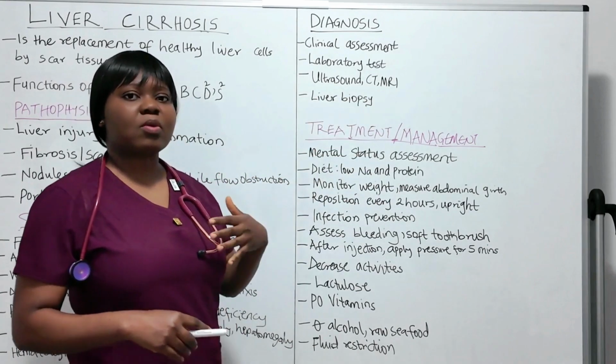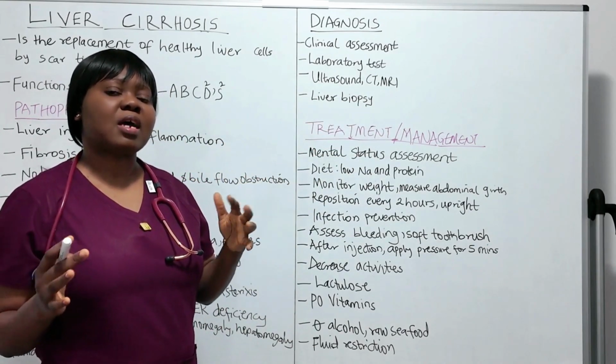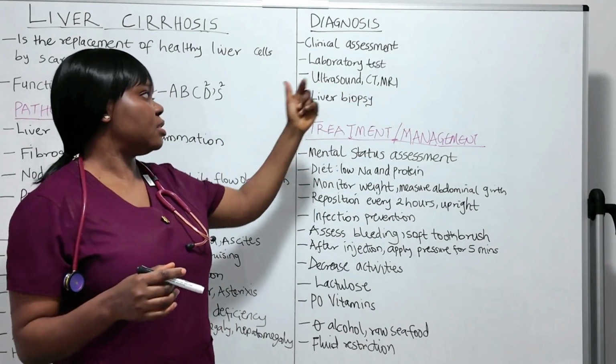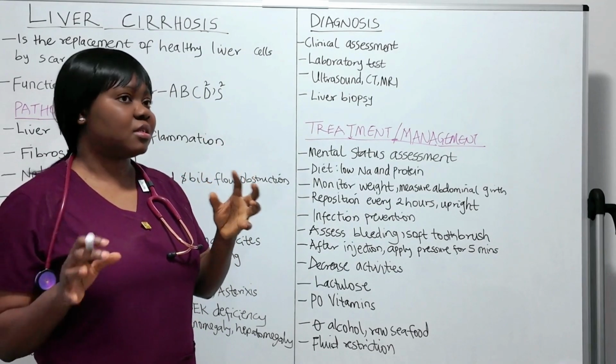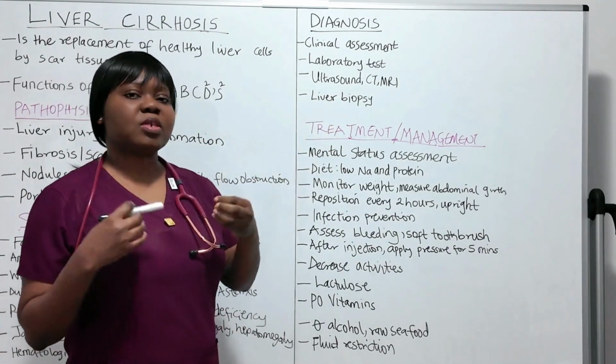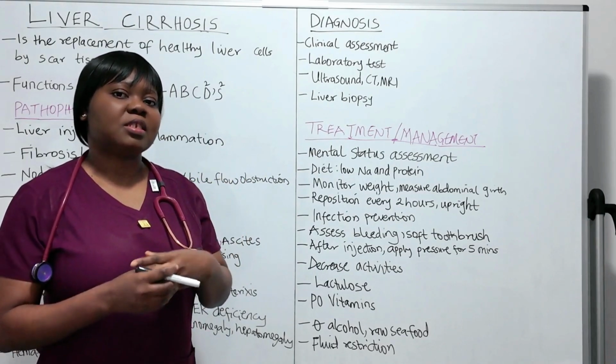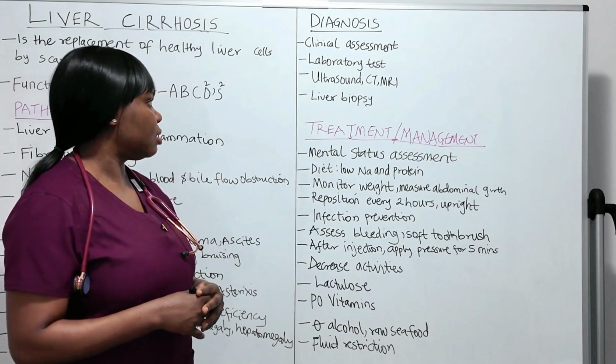Ultrasound, CT, and MRI can show the enlargement of the liver. It could also, especially the CT and MRI, detect that fibrosis, that scarring of the liver cells, and nodules. Liver biopsy, when they do liver biopsy, it can confirm the fibrosis and liver cirrhosis.